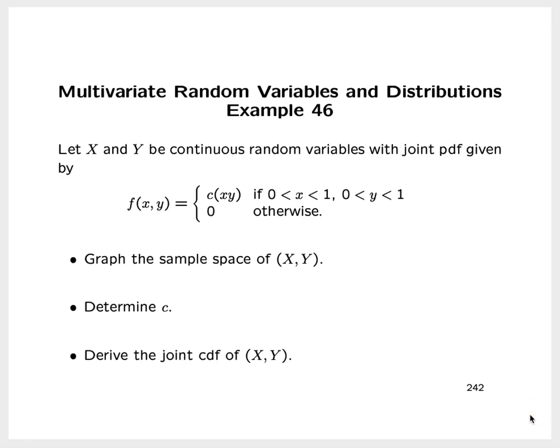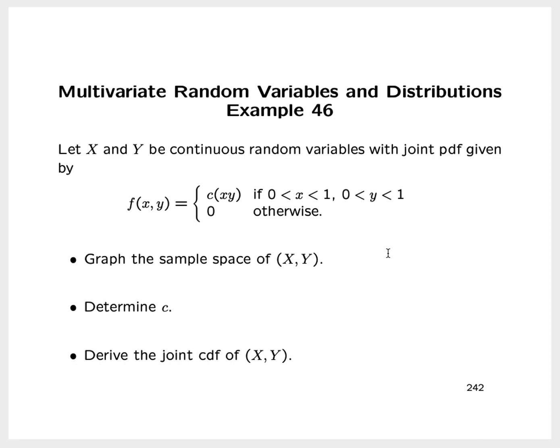Now let's move on to example 46. Let x and y be continuous random variables with joint PDF given by the following expression. The PDF is c times x times y if x is between 0 and 1 and if y is between 0 and 1 as well. For any other point x and y, the PDF evaluates to 0.